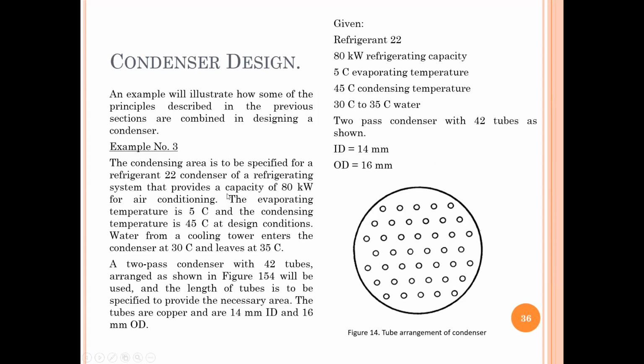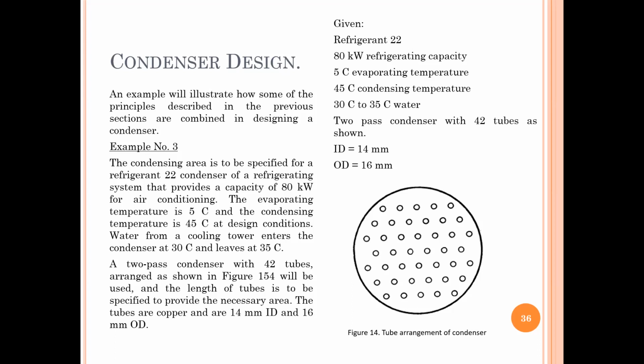Explain lang. Condenser design. Tayo ng design. Example din sa libro to. Explain na natin. An example will illustrate how some of the principles described in the previous section are combined in designing a condenser. Yan. Describe natin. Example number 3. The condensing area is to be specified for a refrigerant 22 condenser of a refrigerating system that provides a capacity of 80 kilowatts for air conditioning.